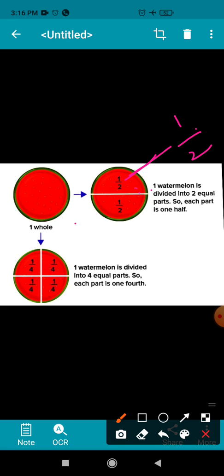And if you divide this watermelon in four equal parts, it means out of four, one part is there. So each part has a fraction 1/4.